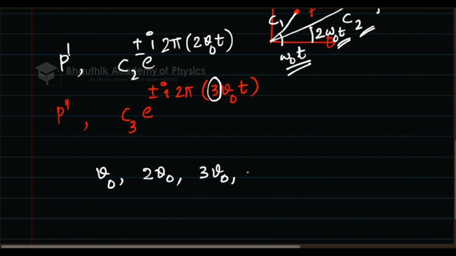So if I add n vectors, the frequency of my nth vector is n times mu naught. Depending on whether it is anti-clockwise or clockwise, this will take symbols. If it is plus, it is anti-clockwise. If it is minus, it is clockwise.